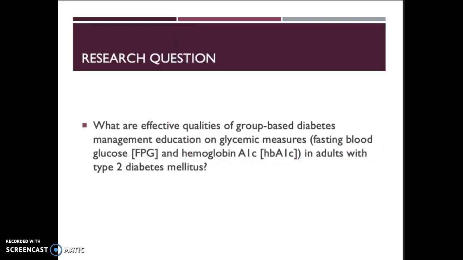Therefore, this brings us to the research question at hand. What are the elements of effective group-based diabetes management programs that are effective in improving glycemic measures of fasting blood glucose or fasting plasma glucose and hemoglobin A1C in adults with type 2 diabetes?